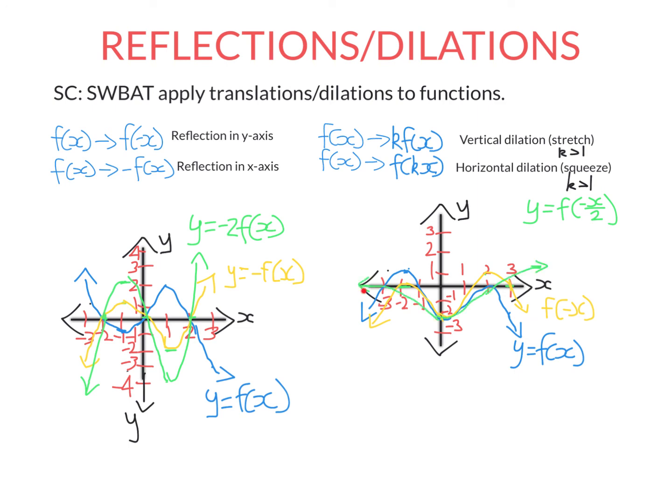And so in green, we have the graph of f of -x on 2. It's like the yellow graph, but it's been stretched horizontally. But other than that, they're the exact same graph.